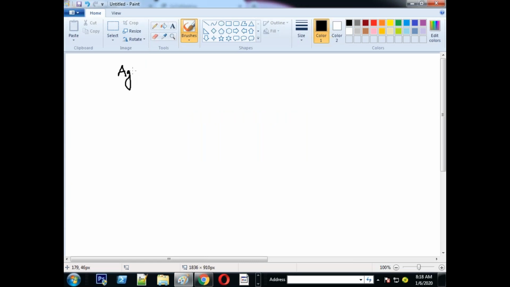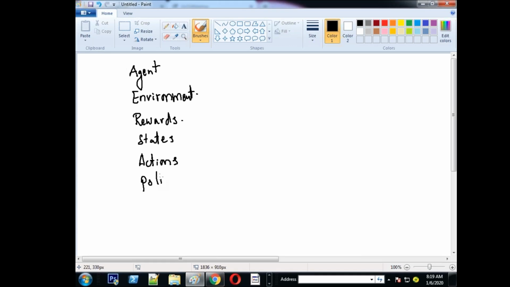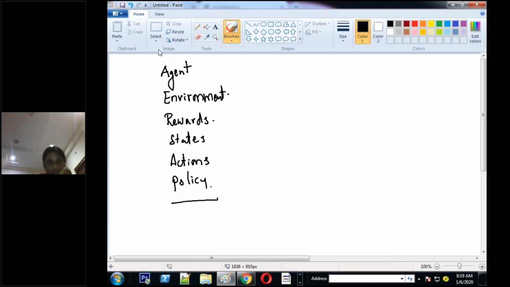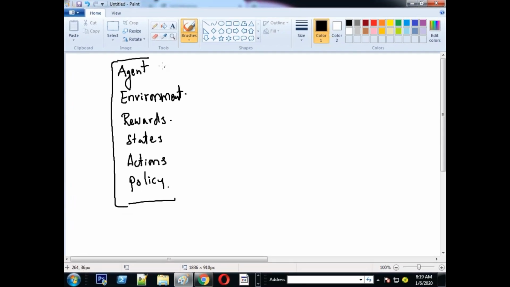Here we have different terminology here, like agent, environment, rewards, states, actions, focus. These are the key terms. Today we will understand what is each one. Okay? Come on, all of you have taken this list already. Put the heading agent.